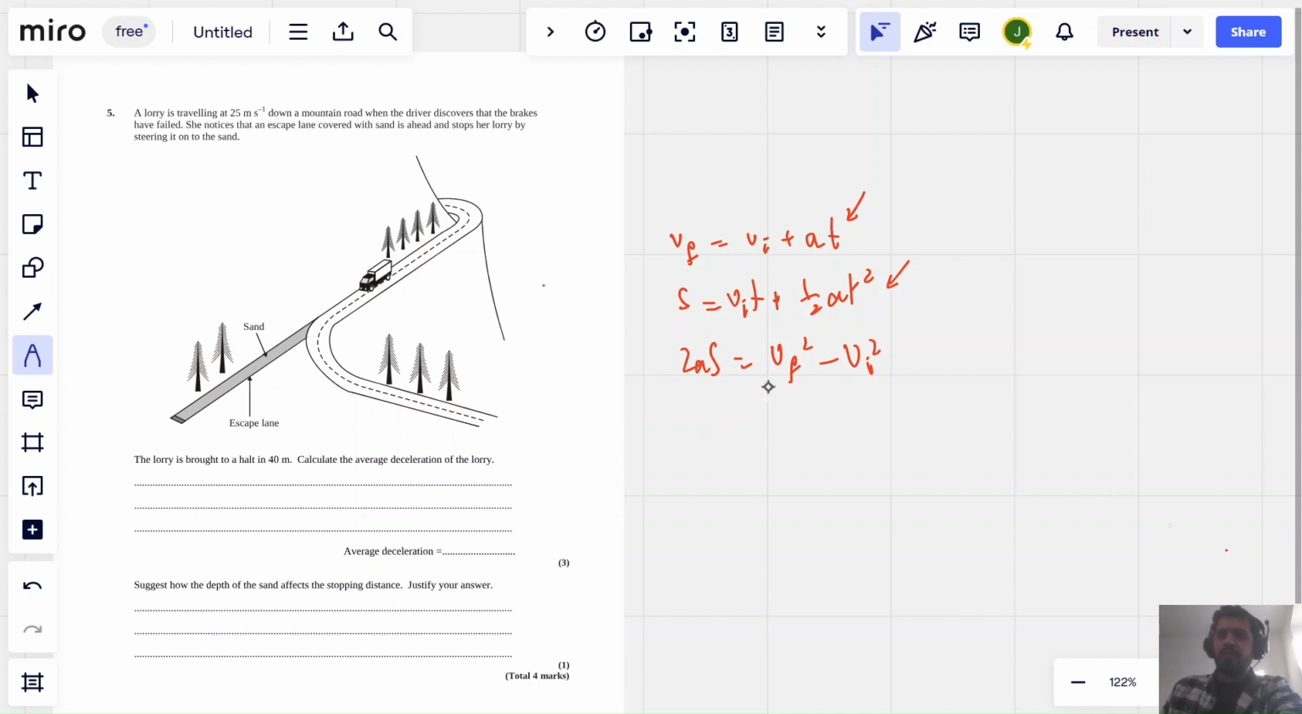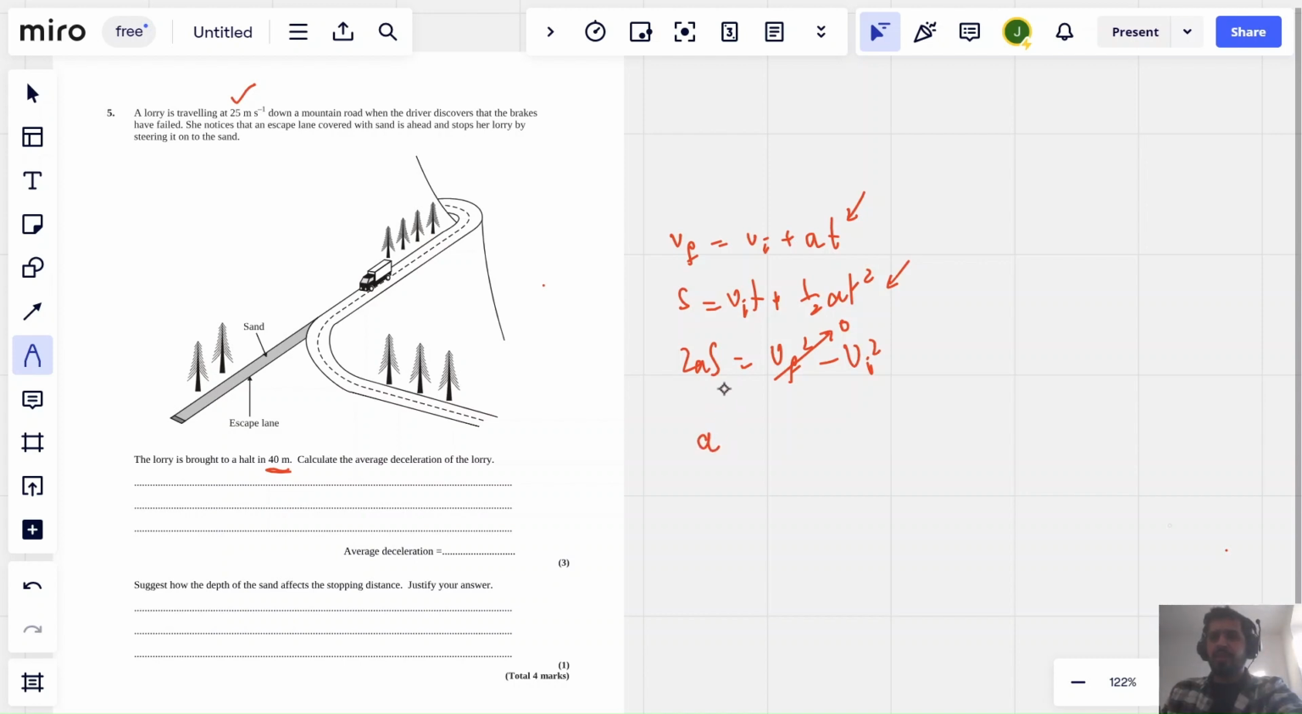Let's see what quantities we are given in the third equation. We know what the initial velocity is. It's 25 meters per second. The final velocity is not given explicitly, but it's kind of hidden. You need to understand that when the lorry stops, the final velocity will be 0, right? And the distance traveled is 40 meters. And we have to solve for acceleration. Acceleration will actually be negative, which means that the acceleration is actually deceleration.